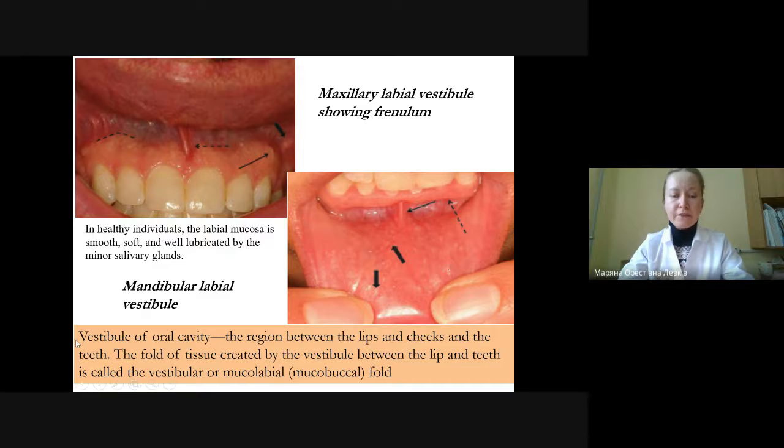And definition here I have prepared for you. So what is vestibule of the oral cavity? It is the region between the lips and cheeks and the teeth. The fold of tissue created by the vestibule between the lip and teeth is called the mucobuccal fold or mucolabial fold. Here it is located, here as well. So in the vestibule of oral cavity, the dentist can check labial mucosa, frenulum of lips, gingiva, and state of occlusion.